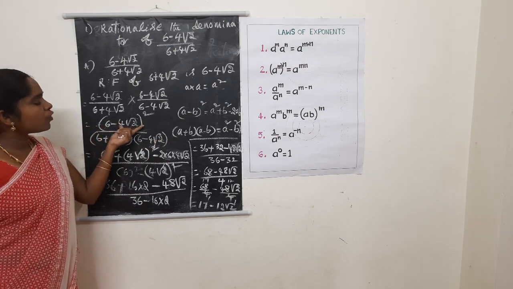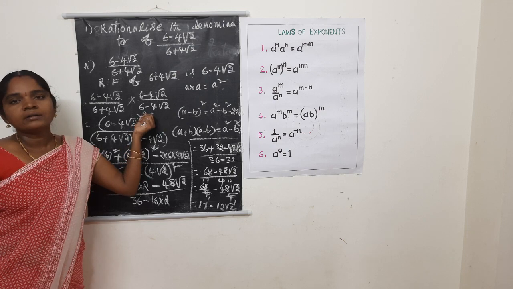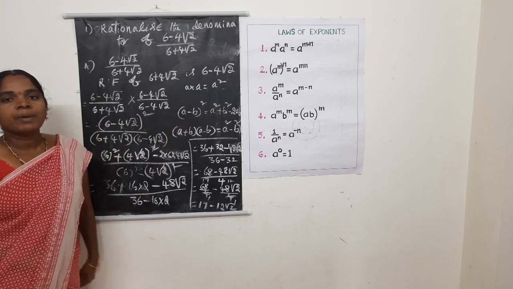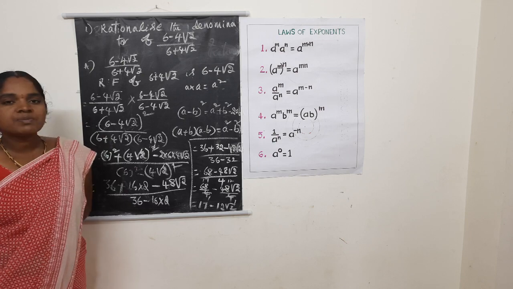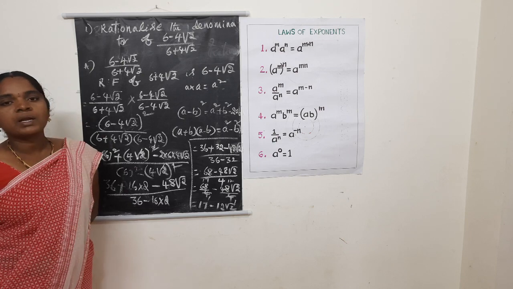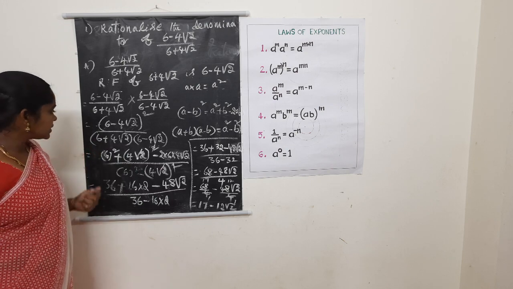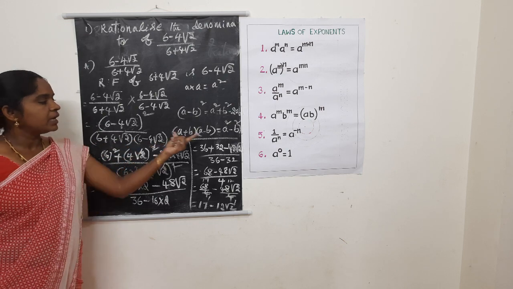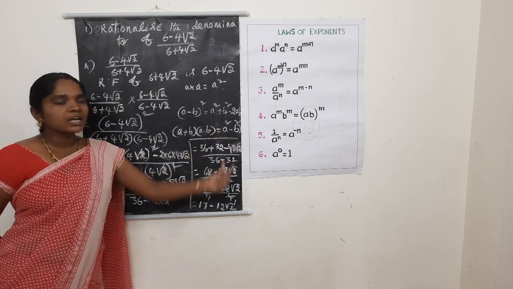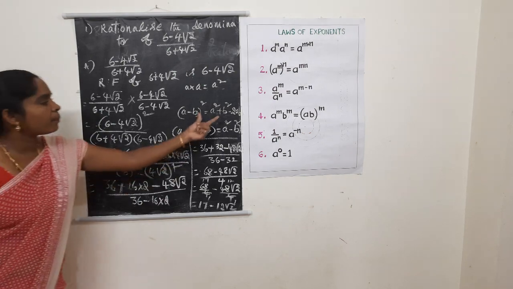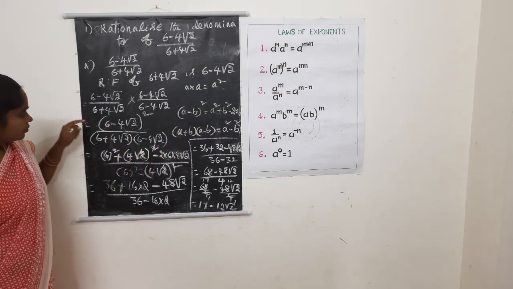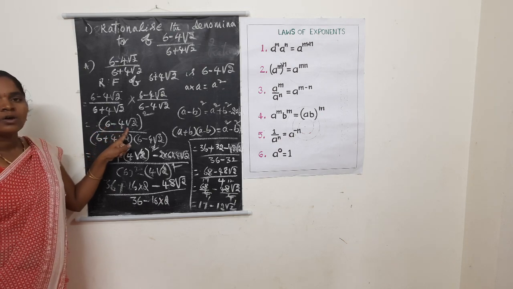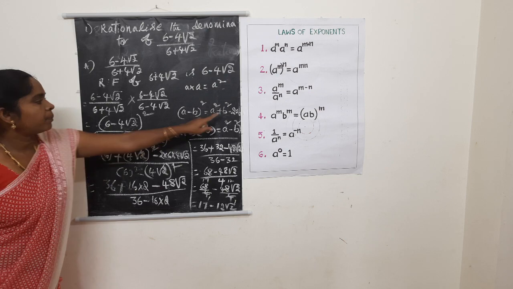Students, 6 minus 4 root 2 whole square is in the form of a minus b whole square. The a minus b whole square formula is a square plus b square minus 2ab. Next, the denominator is in the form of a plus b into a minus b. A plus b into a minus b is nothing but a square minus b square. So we can apply these two formulas. Here the value of a is 6, b is 4 root 2.